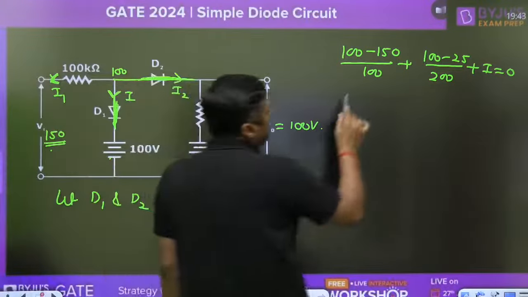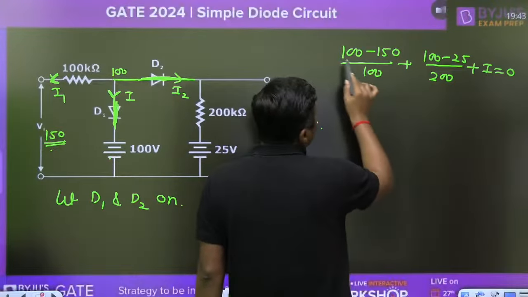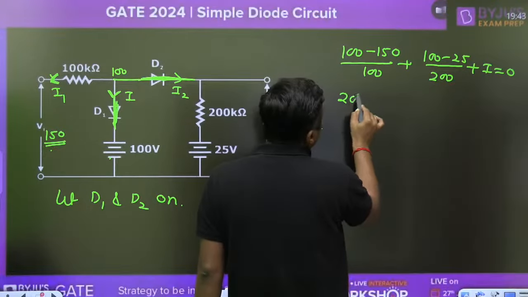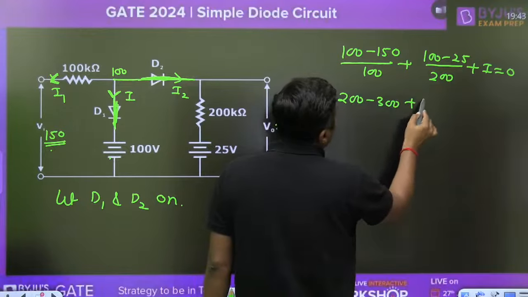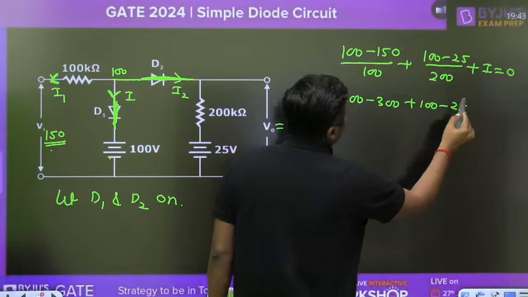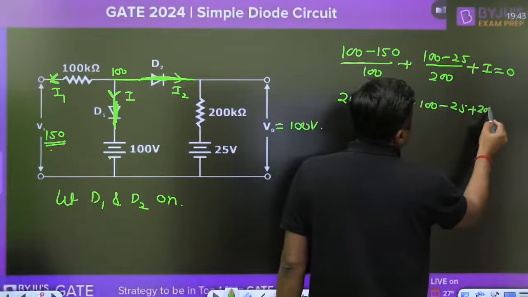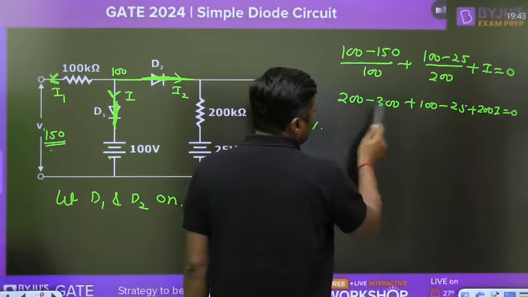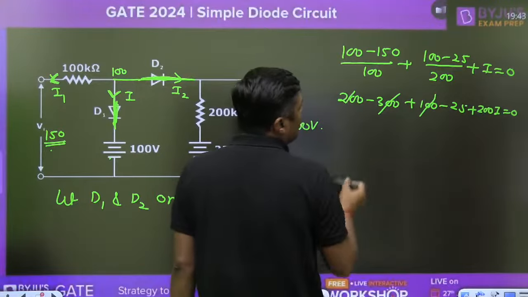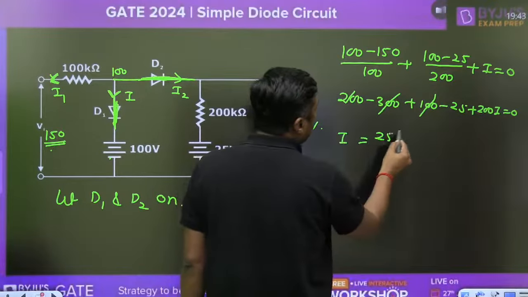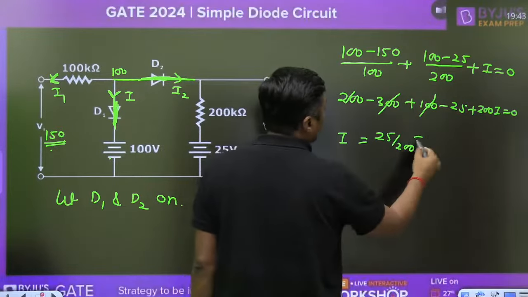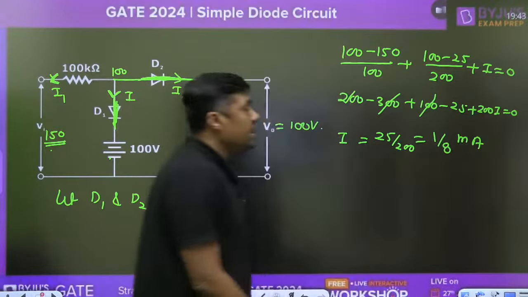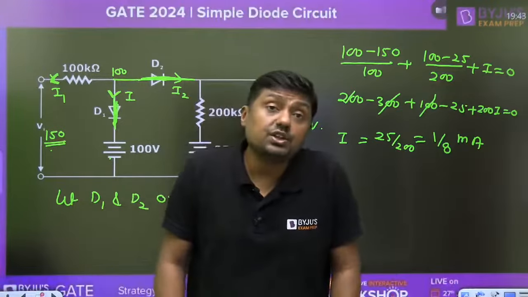Then you can take 200 as a LCM. It will become 200 minus 300 plus 100 minus 25 plus 200I is equal to 0. And then you can verify 200 plus 300 cancel out. And then what is the I? 25 divided by 200. Check my calculation. 1 by 8 milliampere. And guys, this current is positive.